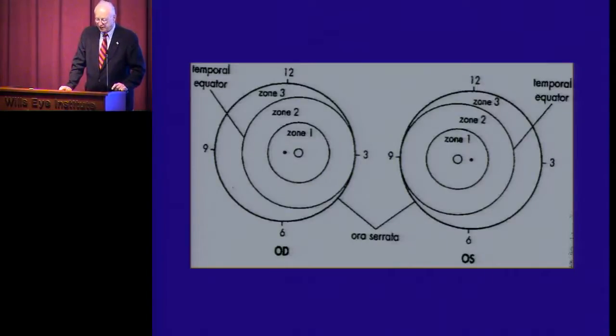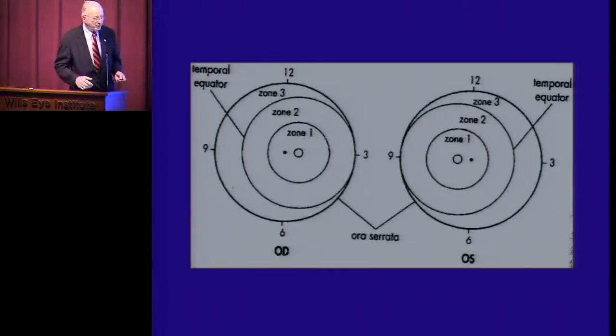This is the zone classification. Zone 1, which you'll see is going to be the most dangerous, is a circumference with a radius twice the distance from the fovea to the disc. And that defines where the end of zone 1 is. Then with zone 2, it extends to the nasal ora, but you still have a temporal avascular zone. And then zone 3 is when it finally gets into that area temporally, close to the ora.